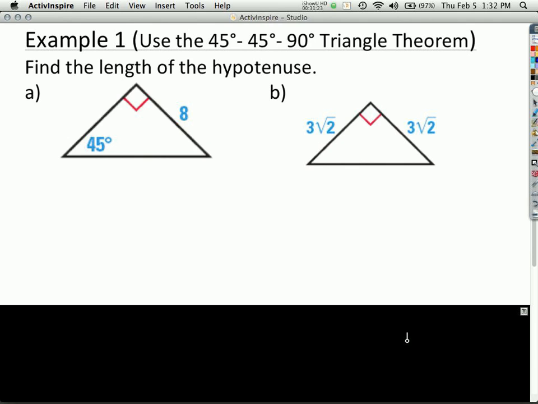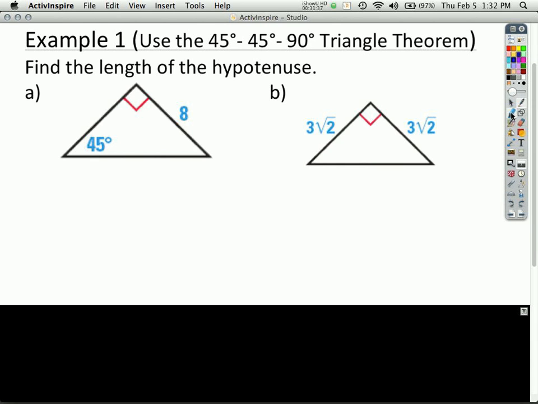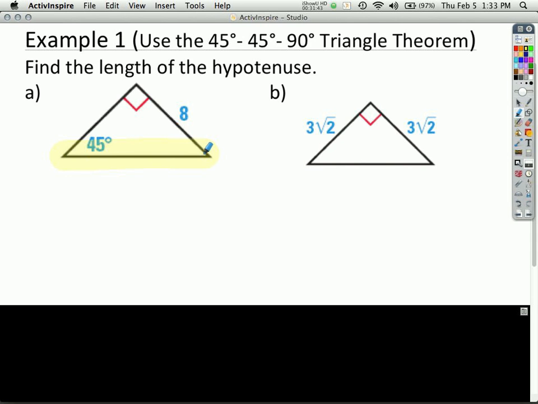So, part A, we're given a diagram. You just need to sketch your diagrams for most of today. And we have some information, and we're asked to find the length of the hypotenuse. For a right triangle, the hypotenuse is the opposite side from the right angle. So we're talking about that length right there.